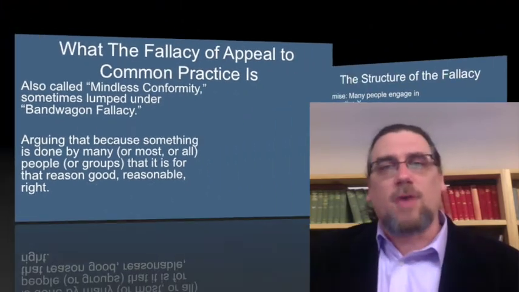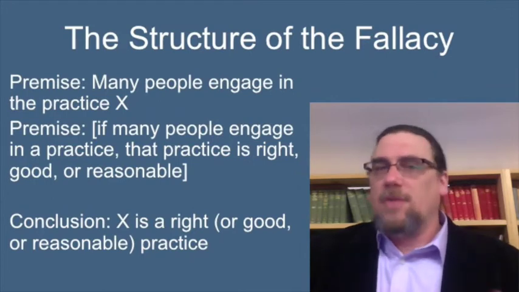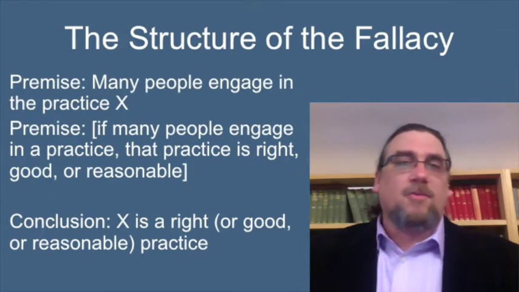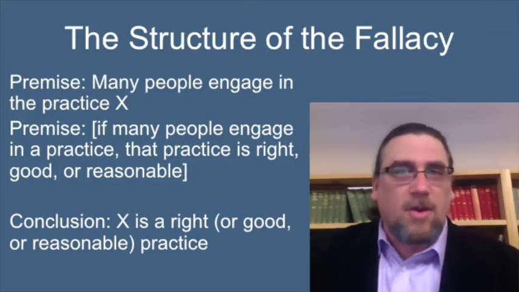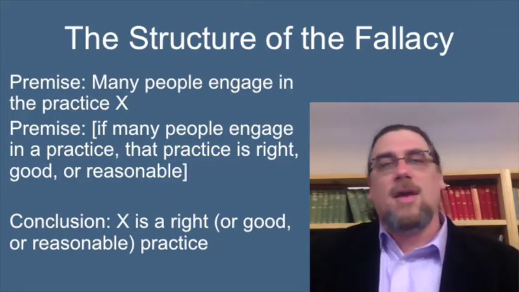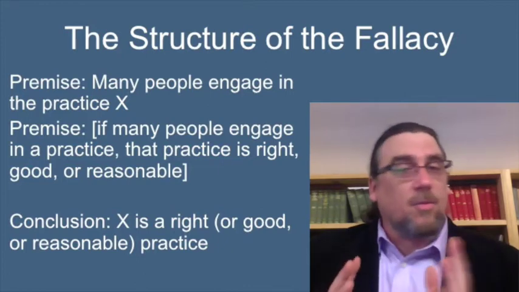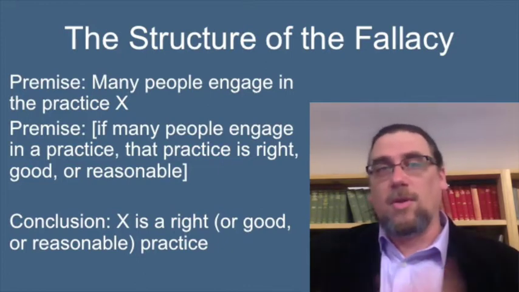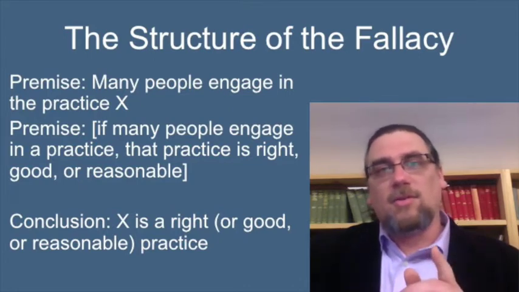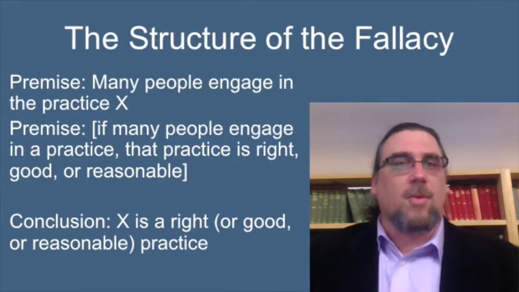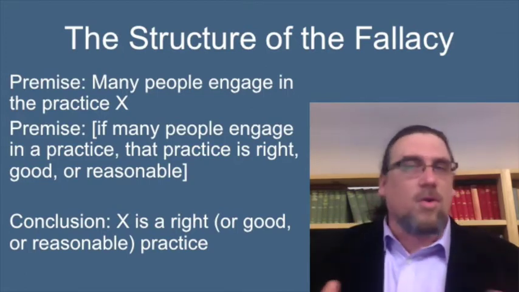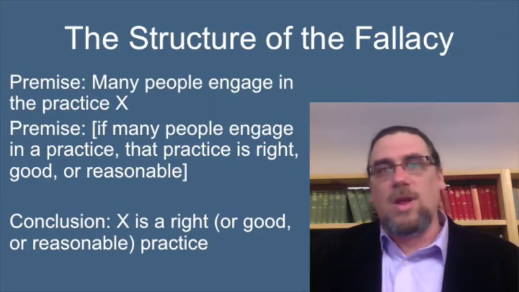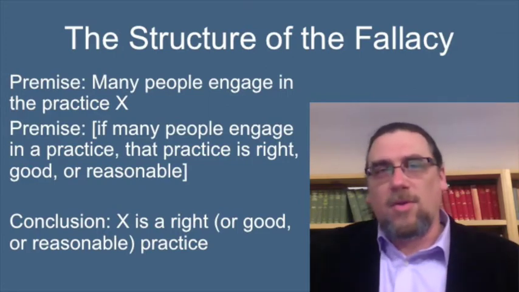If we look at the structure of this fallacy, it's pretty straightforward. There's a premise, and somebody will just make an observation. Well, a lot of people engage in this particular practice, and we'll call it X. And the conclusion is, well, X is right or good or reasonable as a practice. And now, how do we get there? Notice that there's this hidden or implicit premise on the way, which is that if many people engage in a practice, that practice is or thereby becomes right, good, or reasonable. That's the weak point of this fallacy.